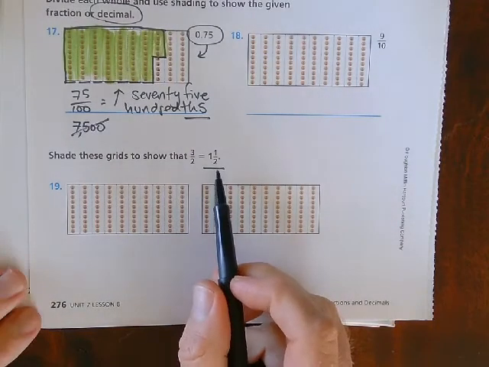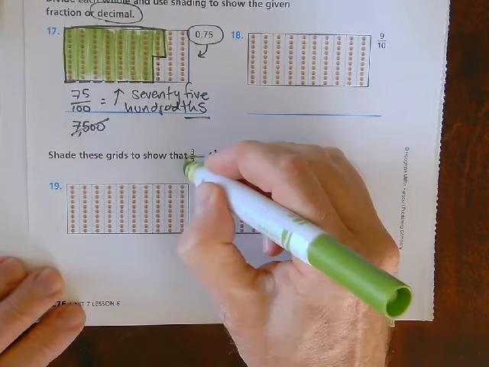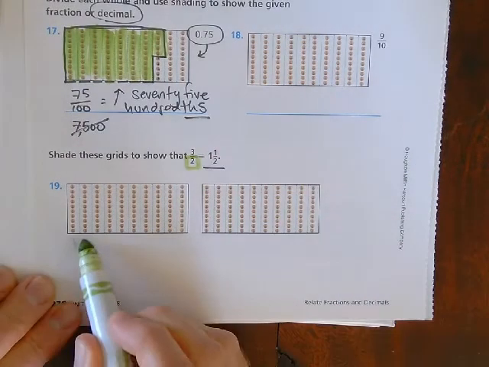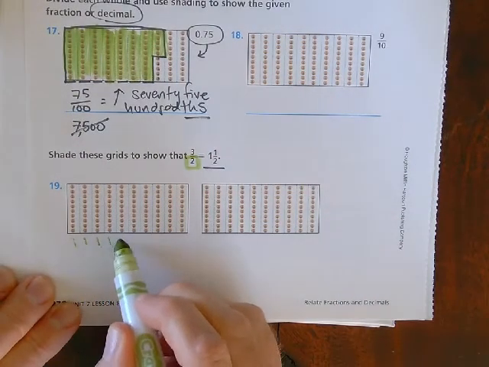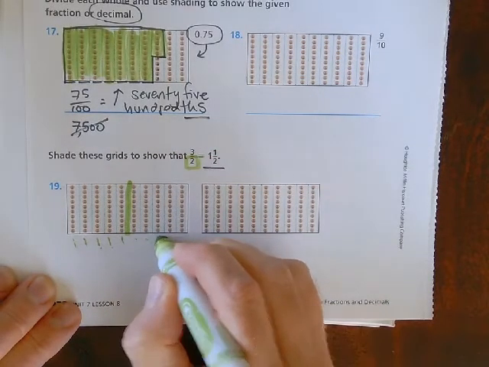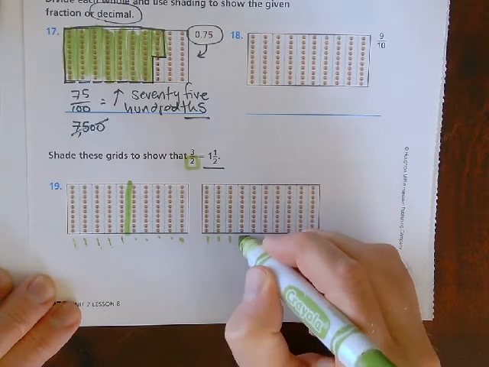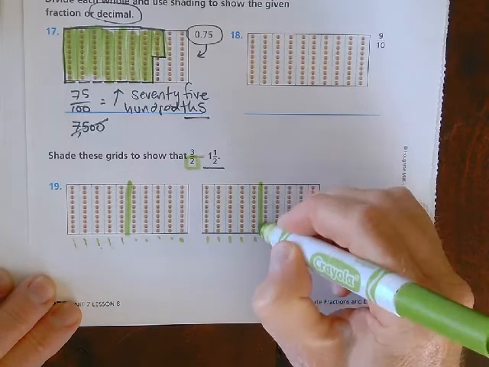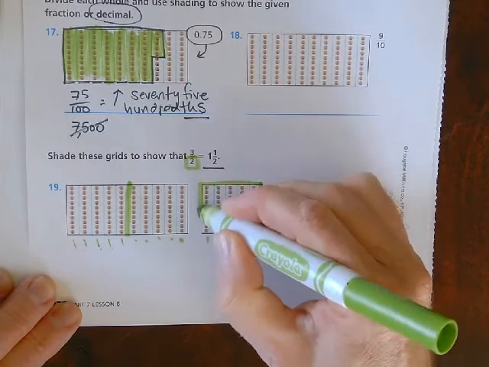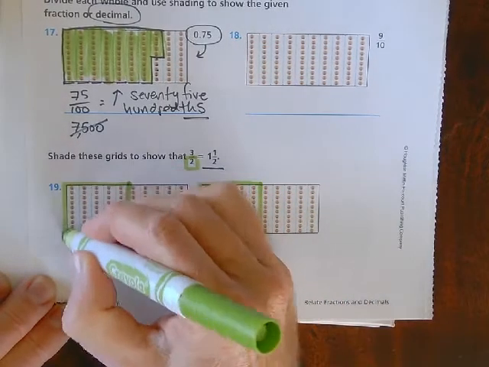Last one on 276. 3 halves equals 1 1/2. The first thing I want to do is break it into halves. So 1, 2, 3, 4, 5. This is a half. 1, 2, 3, 4, 5 is another half. 1, 2, 3, 4, 5. So now we have 3 halves.